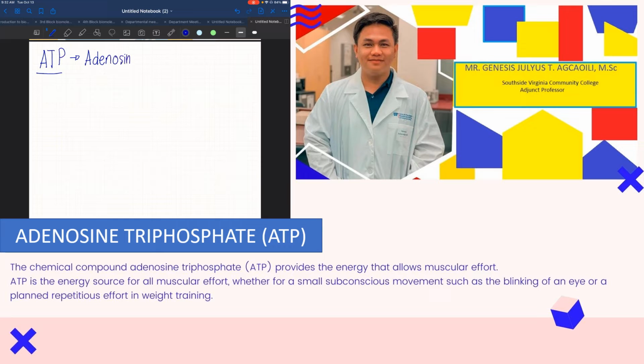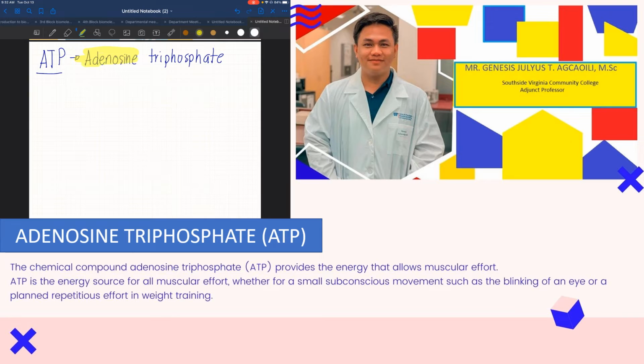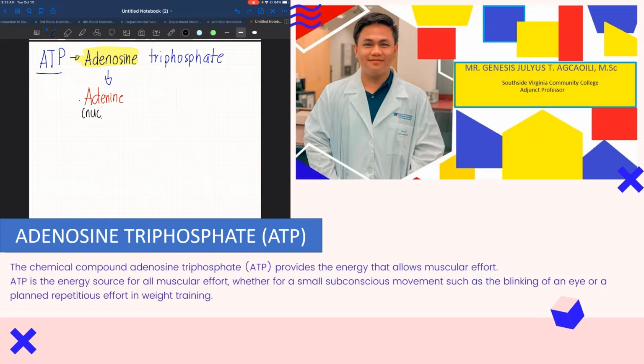adenosine triphosphate. Now let's just decode some of the words that we have here so that we can probably know what those words are for or what the chemicals related to that are. So first one, we have the word adenosine. Adenosine is a chemical which stands for adenine, and I hope you still remember what an adenine is. Adenine is a nucleotide found inside your DNA.